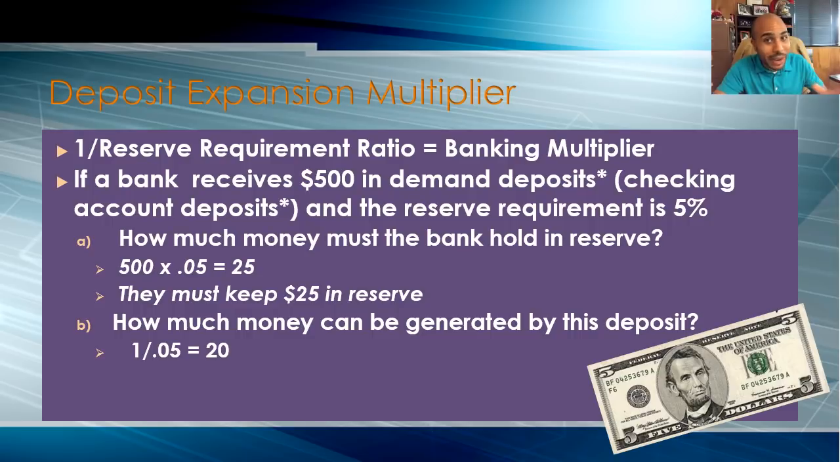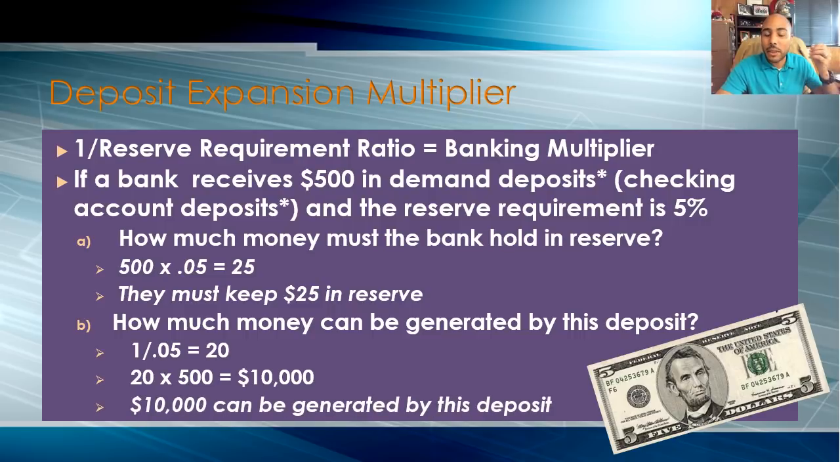If you put 0.5, you're going to get the totally wrong answer. So 1 divided by 0.05, as you can see here, is 20. That means that our deposit expansion multiplier is 20. So what we need to do is multiply 20 times 500, which gives us 10,000.